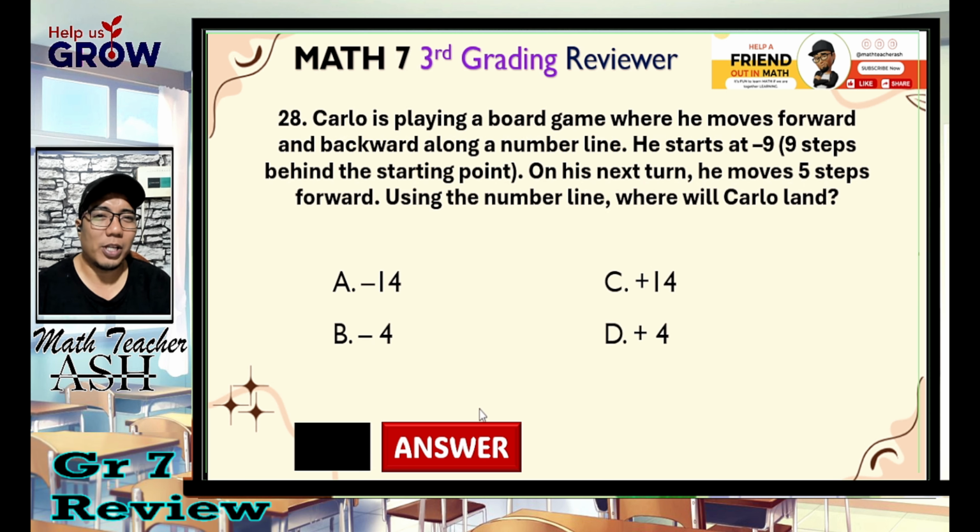Now let us go to question number 28. Carlo is playing a board game where he moves forward and backward along a number line. He starts at negative 9 steps behind the starting point. On his turn, he moves 5 steps forward. Using the number line, where will Carlo land? Is it A, negative 14, B, negative 4, C, positive 14, or D, positive 4? I'll give you 5 seconds to think about your answer.